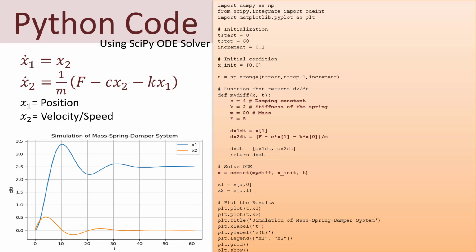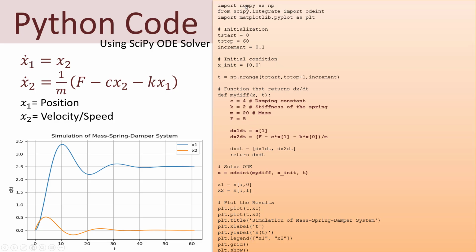So let's start with the Python code for the mass spring damper system. Basically we are going to implement and simulate these two differential equations, where x1 is the position and x2 is the velocity or speed of this mass. Then we will implement these equations and simulate it by plotting the final result. In this plot you see x1 is the position of the mass and x2 is the velocity or speed of this mass. Let's take a closer look at the code.